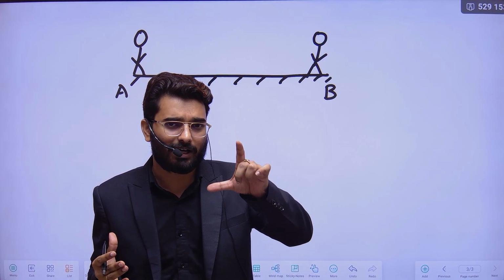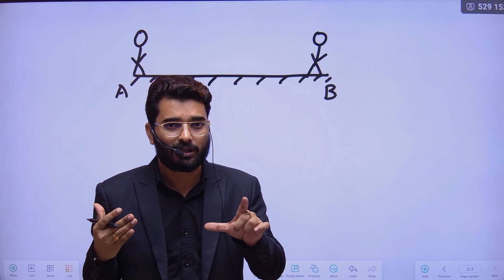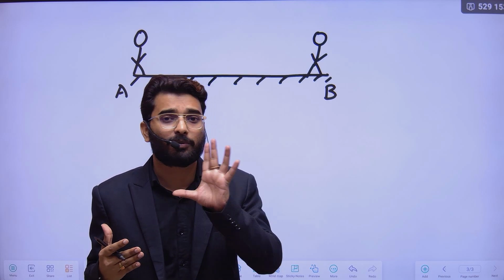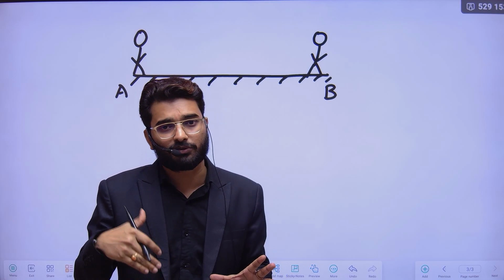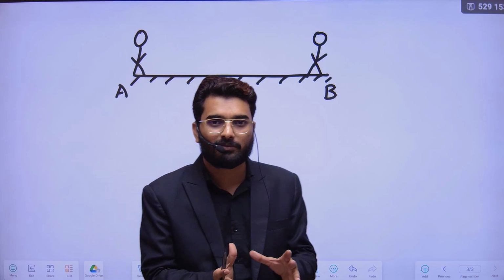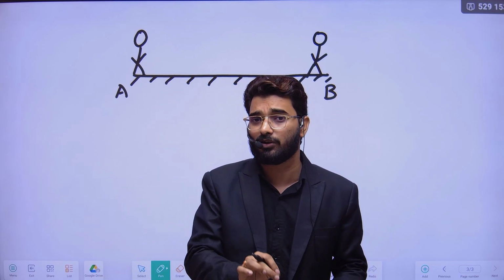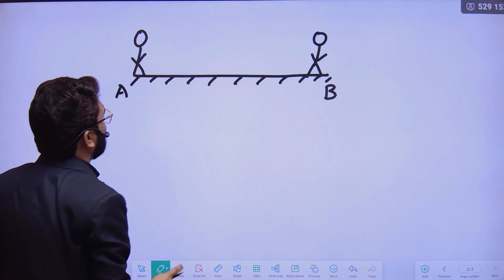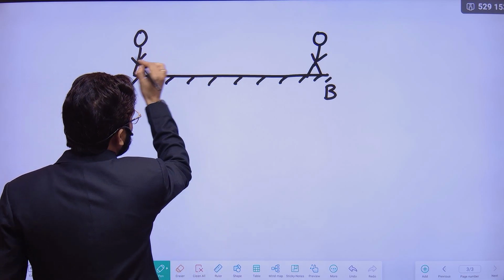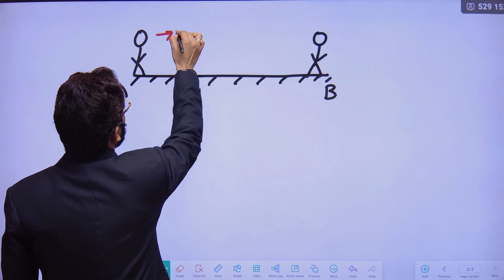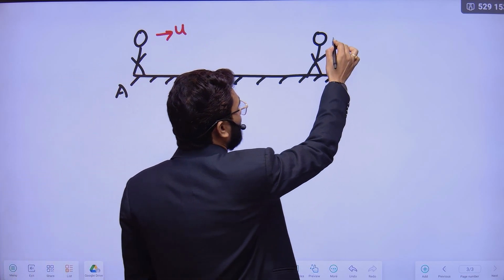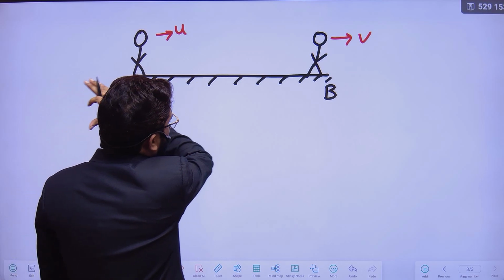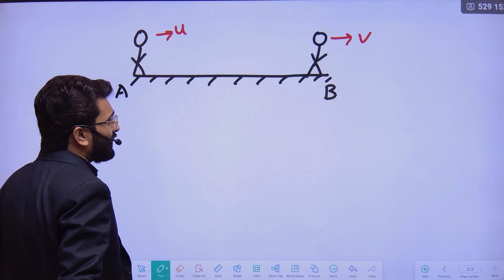In our home, your chair, your almirah, your table, your bed, these are all in the state of rest. But most of the things that you see are moving with respect to time, with respect to any stationary object, and that is known as motion. So here we are describing the motion, and the initial velocity of this person is u, and the final velocity is v.